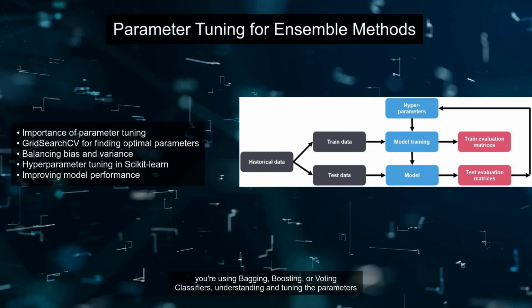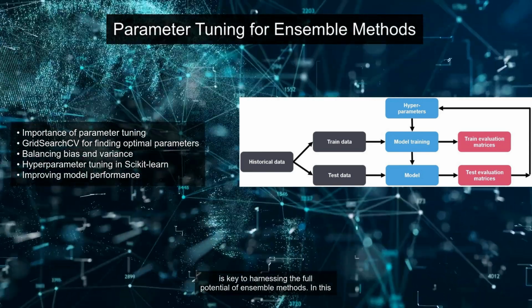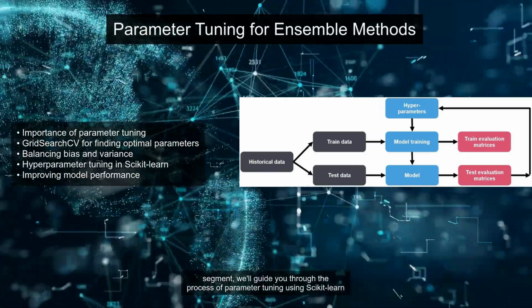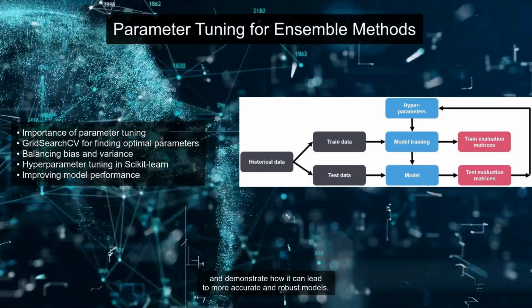Whether you're using bagging, boosting, or voting classifiers, understanding and tuning the parameters is key to harnessing the full potential of ensemble methods. In this segment, we'll guide you through the process of parameter tuning using Scikit-learn and demonstrate how it can lead to more accurate and robust models.